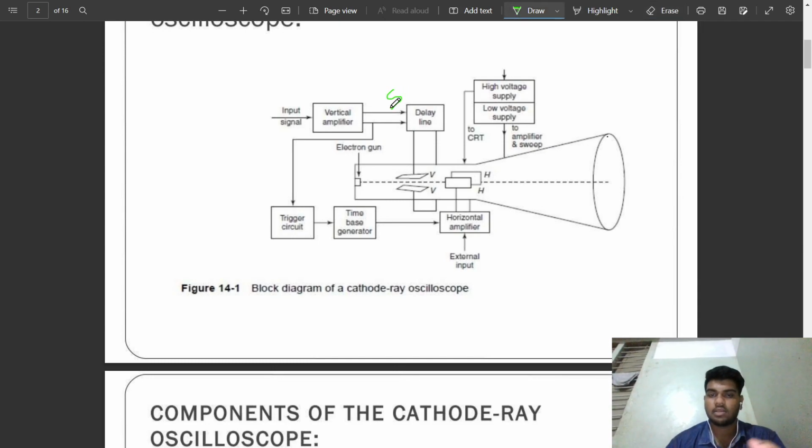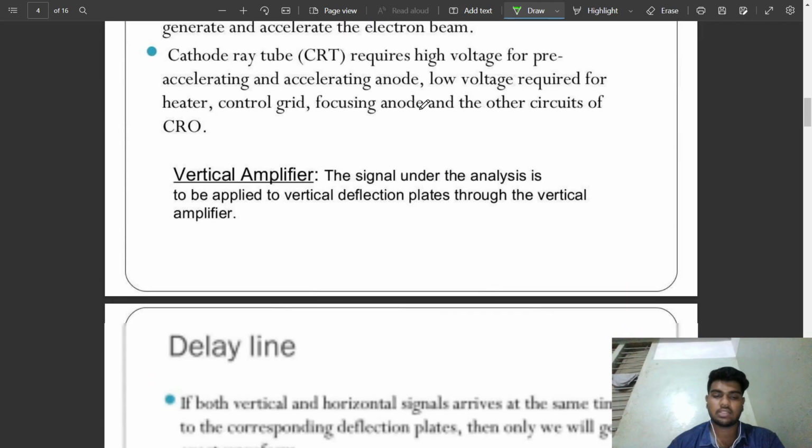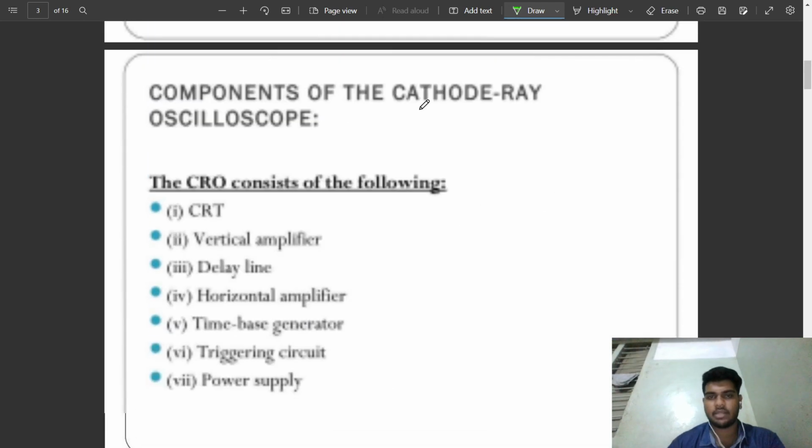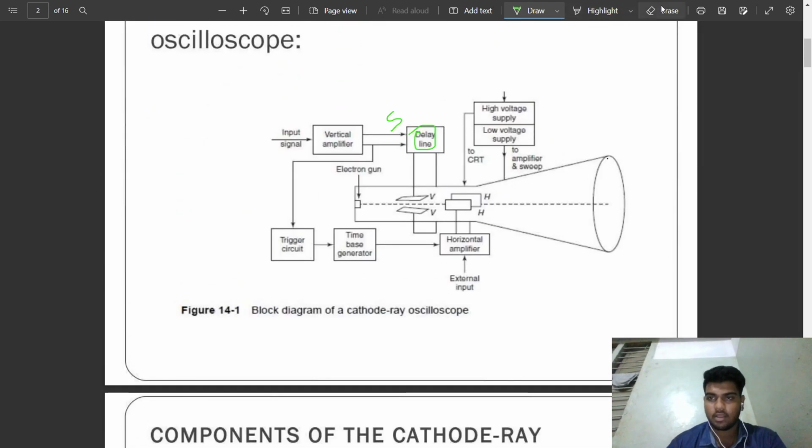Then to the delay line. We'll get back to the delay line. Let us see how it is given here. So immediately the delay line. Now the general talk here.